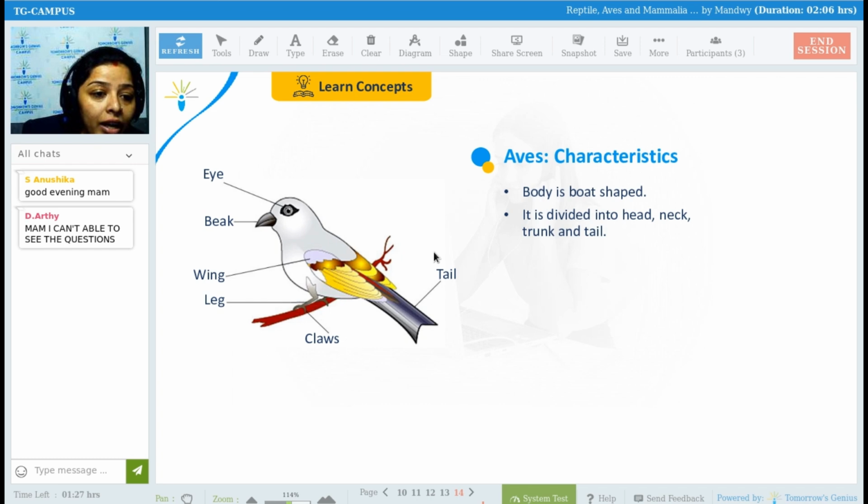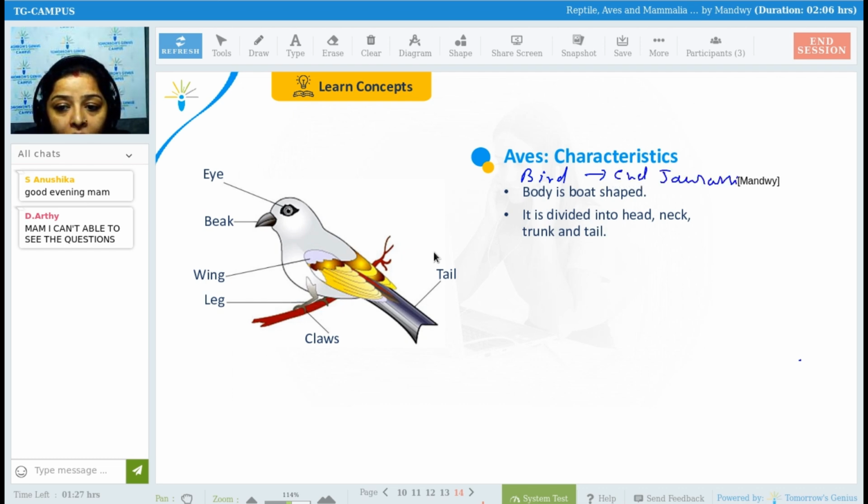Chalo, let's see another class, and that is Aves. Aves means bird. Okay, so Aves or birds were also originated at the end of the Jurassic period. Reptiles were Carboniferous period, right? And the bird originated at the end of Jurassic.